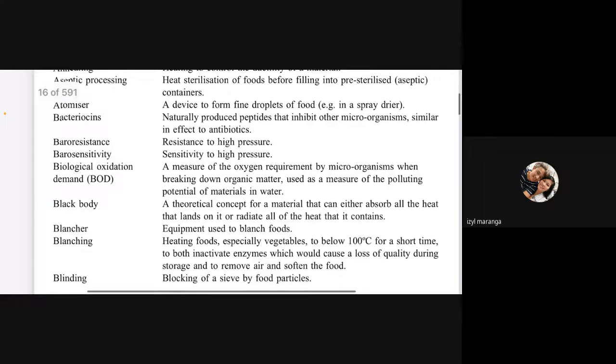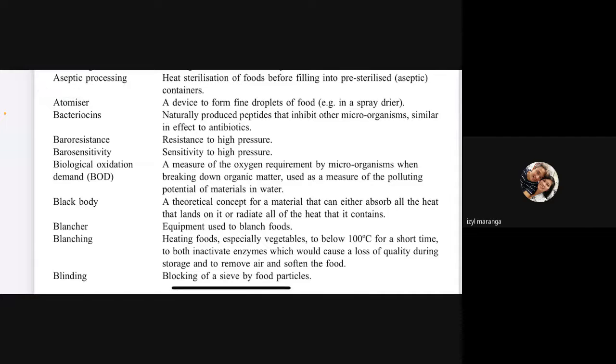Of course, it's heat sterilization of foods before filling into pre-sterilized aseptic containers. So, sterilized, no, meaning aseptic, walay hugaw. And lastly, for letter A, we have atomizer, a device to form fine droplets of food. Example, in a spray dryer. So, ang tawag anang parang sprayer for very fine droplets of food is atomizer.